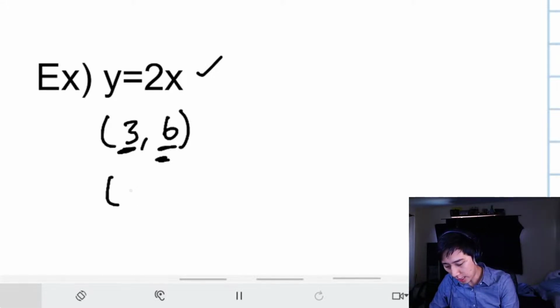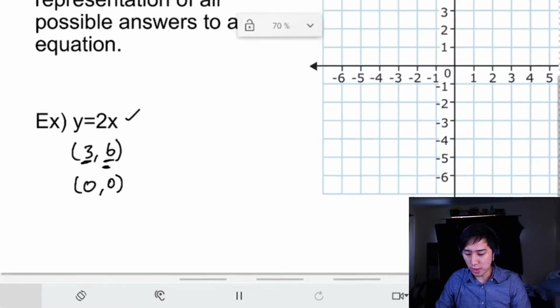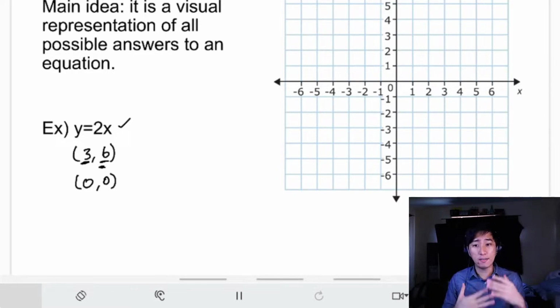Another possibility we have is something like 0 comma 0, because 0 is equal to double 0, right? That's totally fine. You can use fractions, any number you want. You can use a million, a trillion. It doesn't matter what number you're using, as long as whatever x you're choosing, my y must be doubled, those are solutions. And because of that, there are infinitely many solutions.